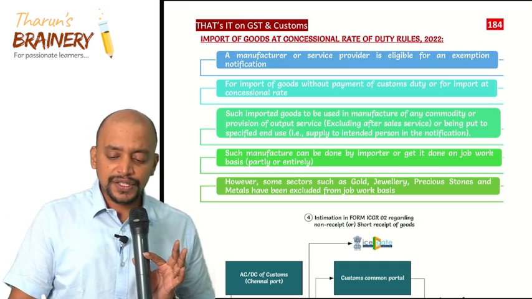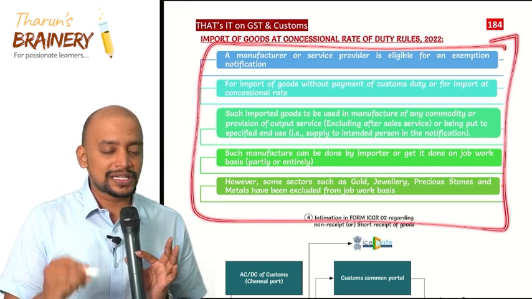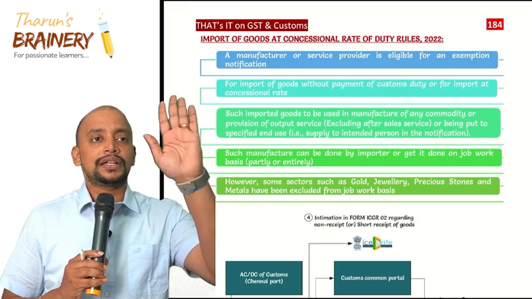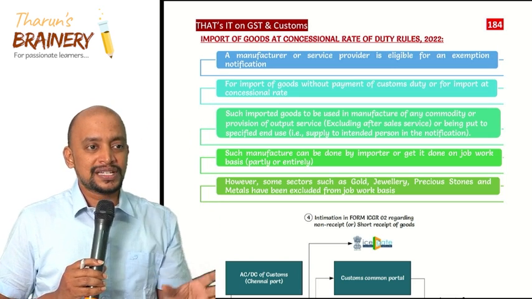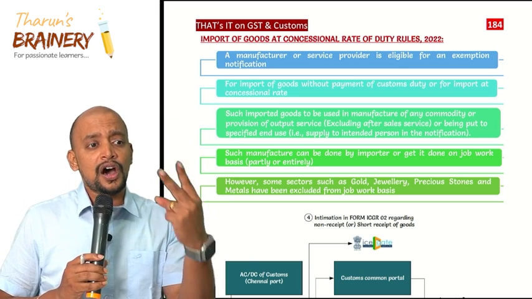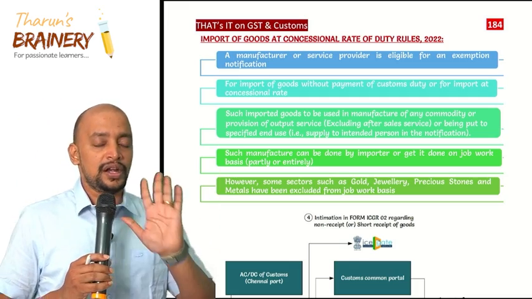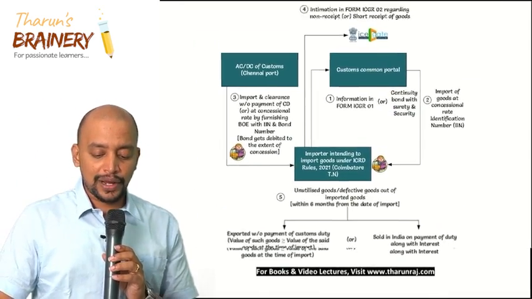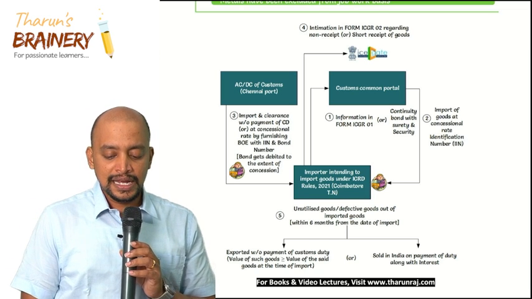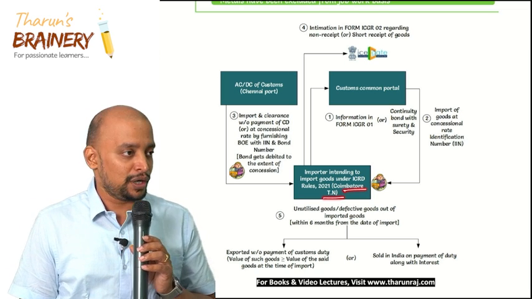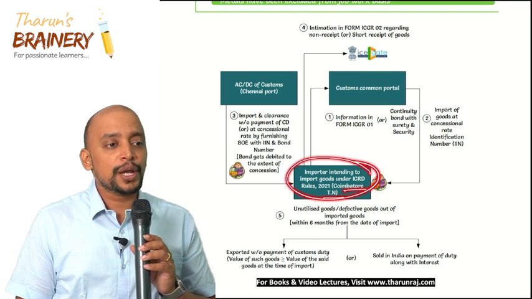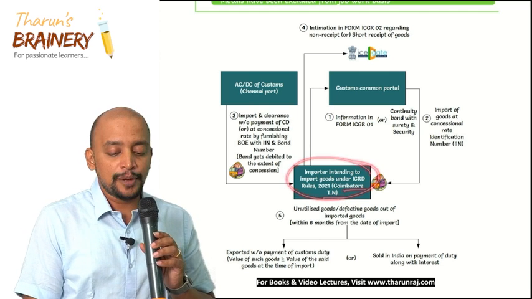Now, so from this we understood to whom these rules are applicable. Now, you are that person. You are importing the goods either without payment of duty or at concessional rate of duty. You are eligible for an exemption notification. Now, what is that you need to do? You are located in one place. Okay. Say you are located in Coimbatore, Tamil Nadu. Now, you need to import the goods into Chennai port. Okay.